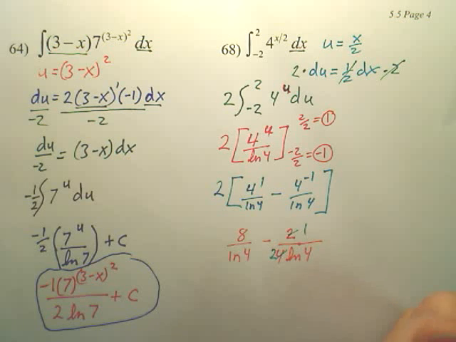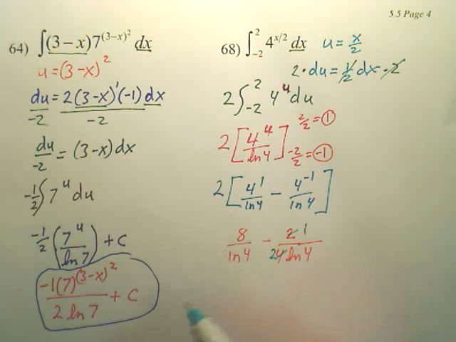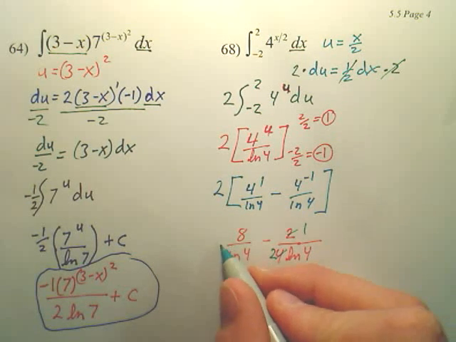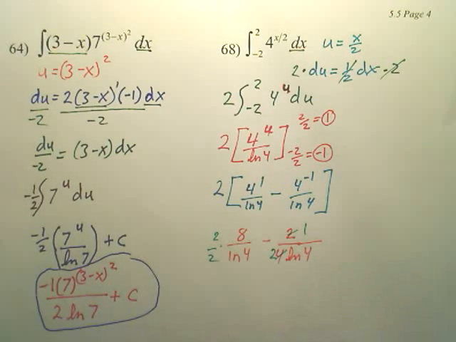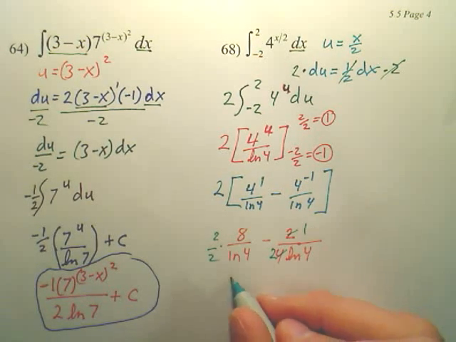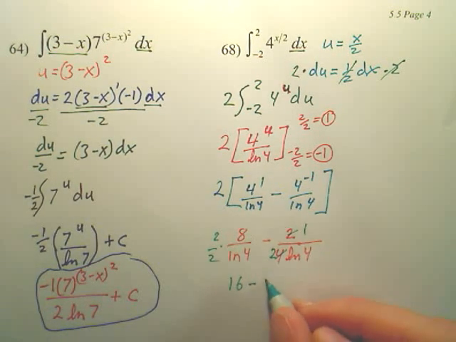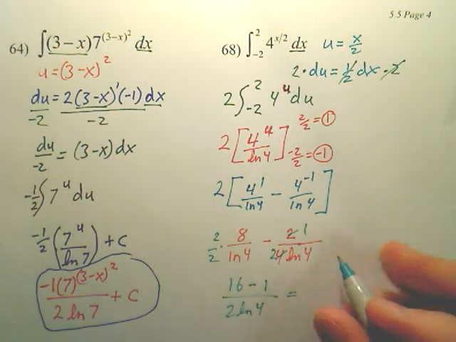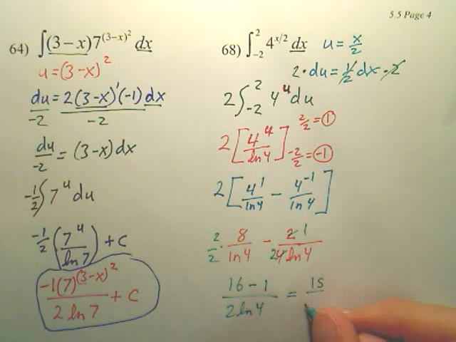And then if push came to shove, I mean, this is just a number. I'm just trying to simplify it in different ways. So I'm just going to bring it all together. I'm going to multiply this one by 2 over 2. So I think I'm going to put 16 minus 1 over 2 ln 4, which is 15 over ln 16.